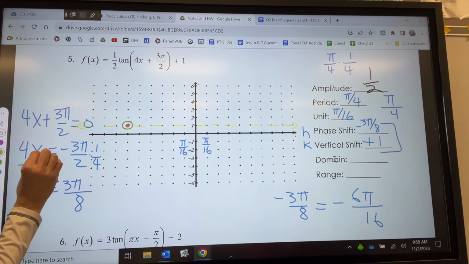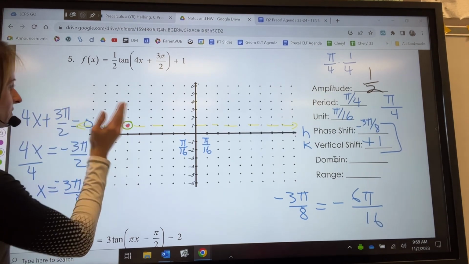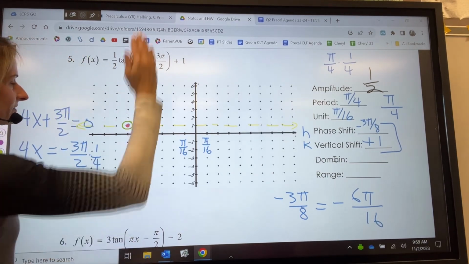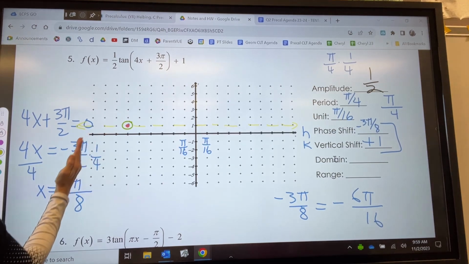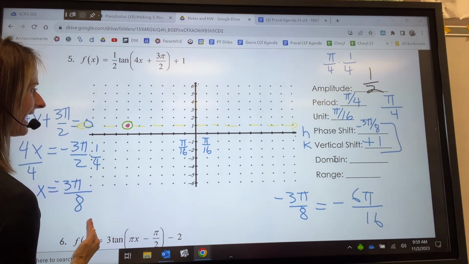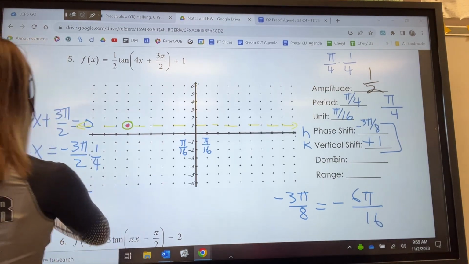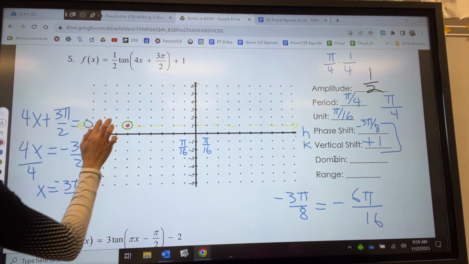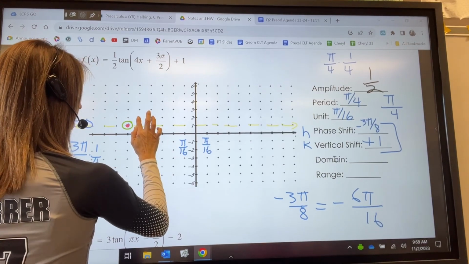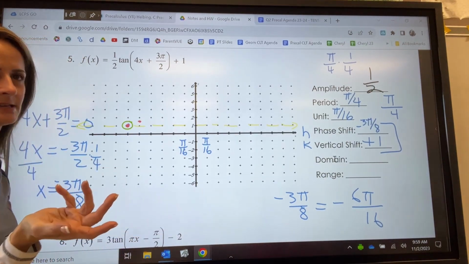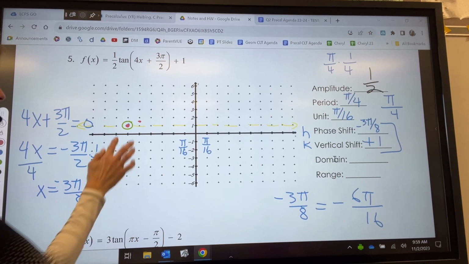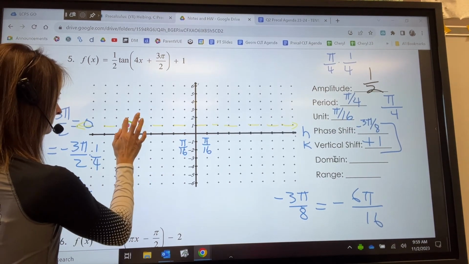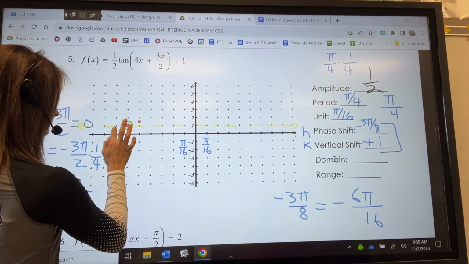From there, we need the next 2 points. There's no reflection over the x-axis, so the graph's gonna go this way, right? And we've got that amplitude of 1/2. So instead of over 1, up 1, we're gonna go over 1, up 1/2. And when you're graphing a half, you're just estimating. You're just doing your best. And then it's gonna be down 1, over 1/2.